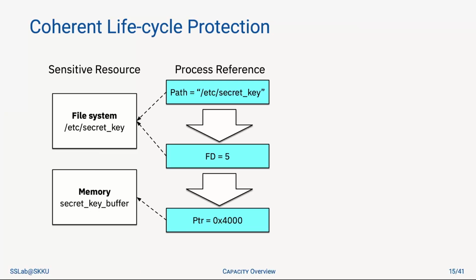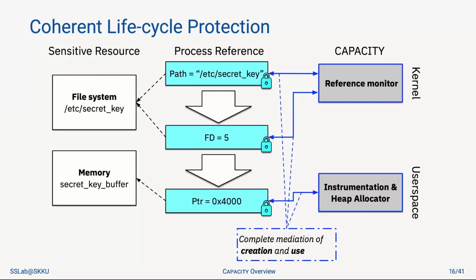Consider a common case of secret import and use. The file path, for example, of a secret key, is first passed to the open system call to obtain the file descriptor, for example, the number 5. The file descriptor is then used to load the content of the file from the file system into memory, for instance, with the read system call. The secret key content is then accessed through pointers. Based on this use model, we saw that Capacity must provide lifecycle protection of the resource use.